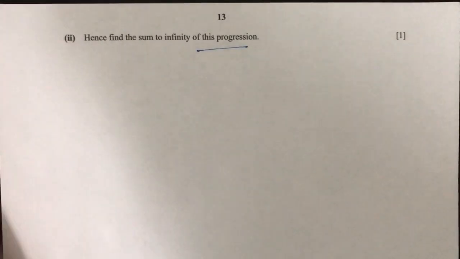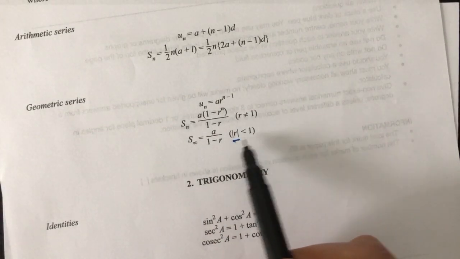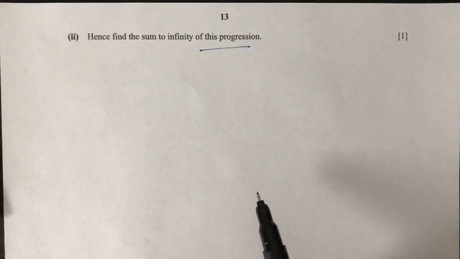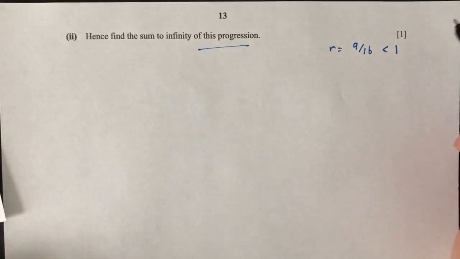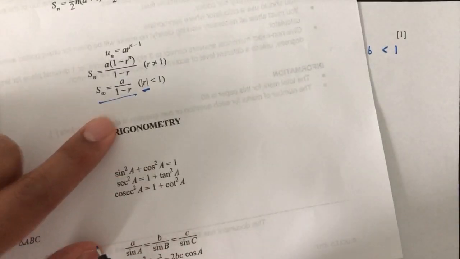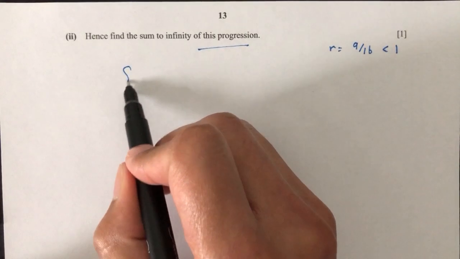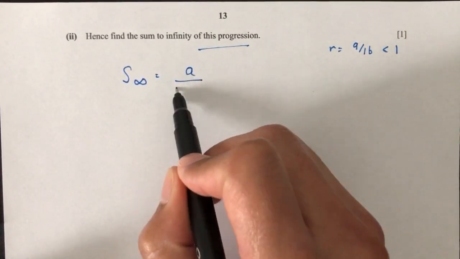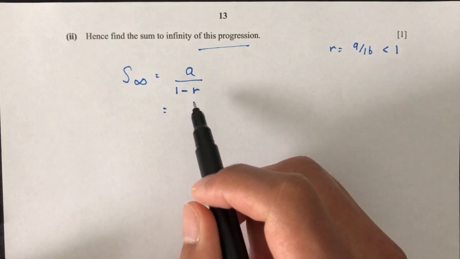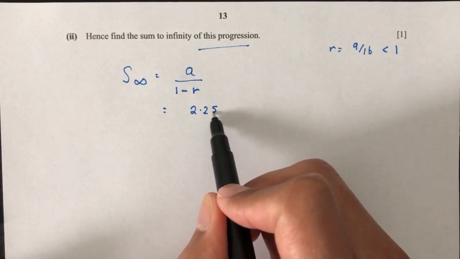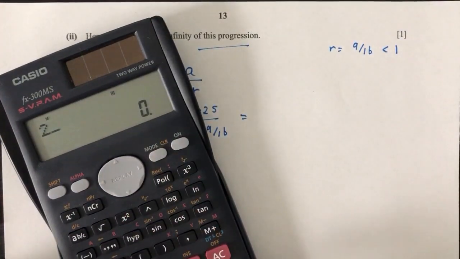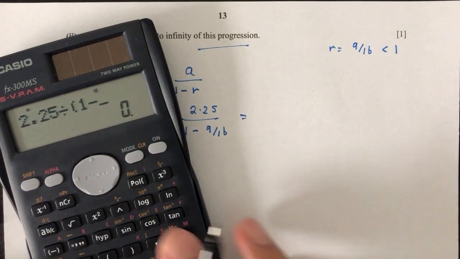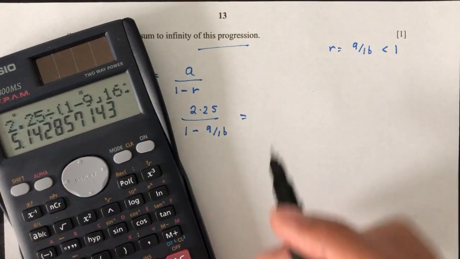So here, same thing as well. We have the formula given to us. So sum to infinity, if r is less than 1, will be this. So let's check. The value of r that we have is 9 over 16, so it is less than 1. So good, we can use this formula. So sum to infinity equal to a over 1 minus r. The a we have found was 2.25, 1 minus 9 over 16. So let's do that. 2.25 divided by 1 minus 9 over 16. That will be.